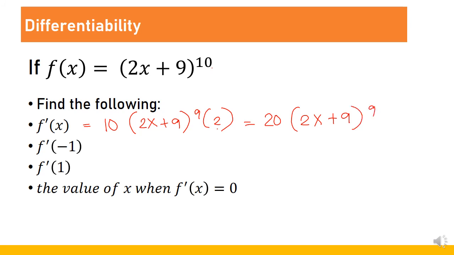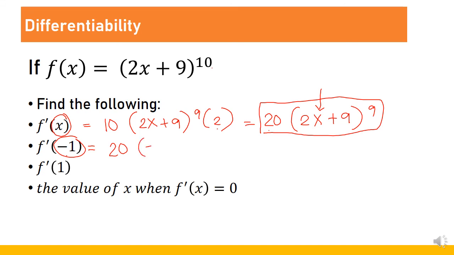Okay? So, it's easier to substitute. So, instead of x, you're now using negative 1. So, we expect a numerical value here for our answer. So, 20. This is our f prime of x. So, we are substituting to this function. Okay? This is defined for all real numbers. So, when x is negative 1, that will be negative 2 plus 9 raised to 9. 9 minus 2 is 7, so that gives us 20 times 7 raised to the 9.